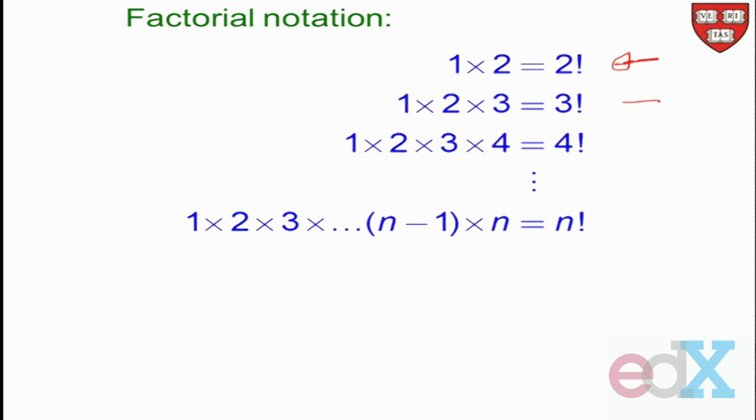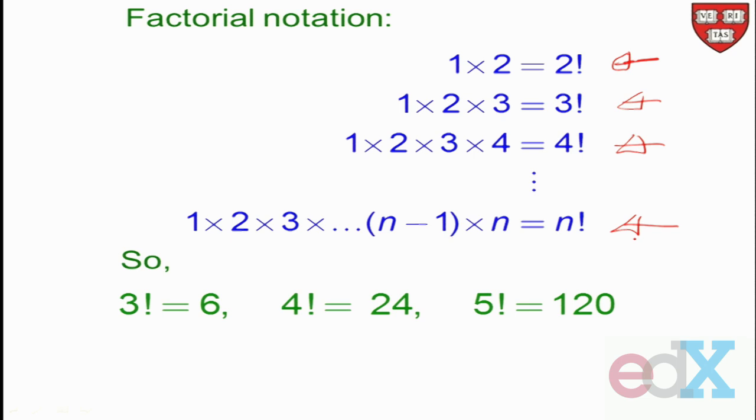1 times 2 times 3 is the same as 3 factorial. 1 times 2 times 3 times 4, etc. And in general, n factorial is the multiplication, as I said, of all the positive integers up to n. So, for example, 3 factorial would be 6, 4 factorial 24, etc. Now, by convention, we put 0 factorial equal to 1.